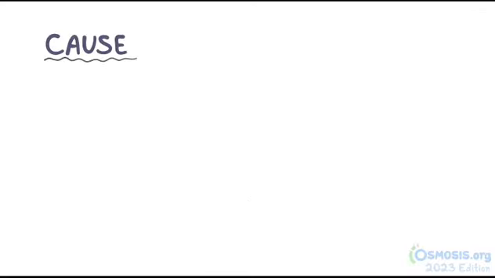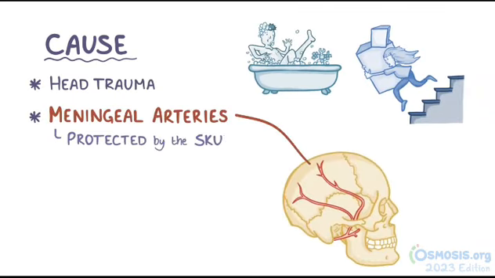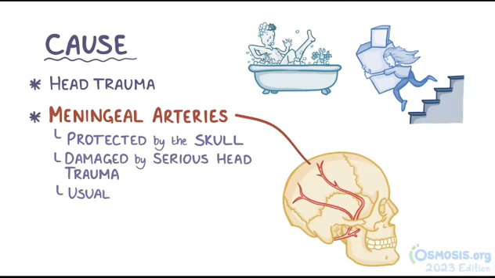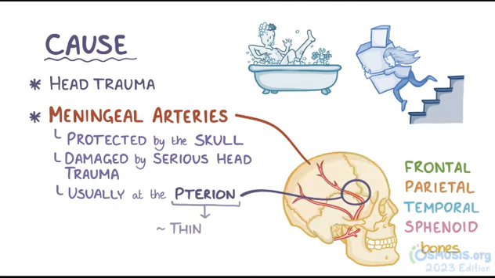The most common cause of epidural hemorrhage is a head trauma, which might happen after tripping and falling in a bathtub. The meningeal arteries are protected by the skull, but can be damaged by a serious head trauma. The most common site is at the pterion, which is the spot where the frontal, parietal, temporal, and sphenoid bones join together. This section of the skull is relatively thin, and it's located right above the middle meningeal artery.